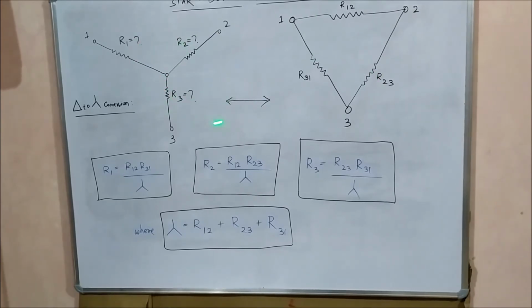In order to understand the usefulness and advantages of this star to delta or delta to star conversion, we'll solve some numerical problems involving complex arrangements of resistances, and we'll use these techniques to simplify those circuit diagrams. So this is all about the conversion of star shaped structure to delta and delta shaped structure to star.